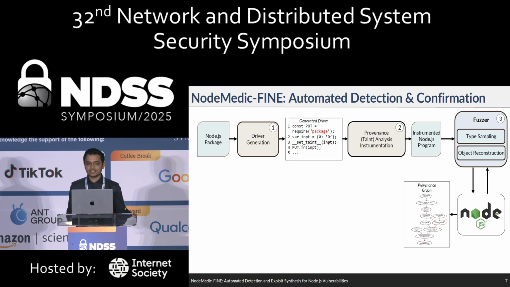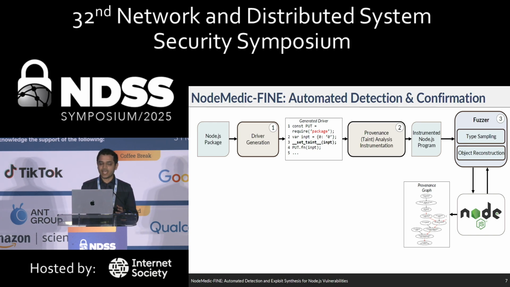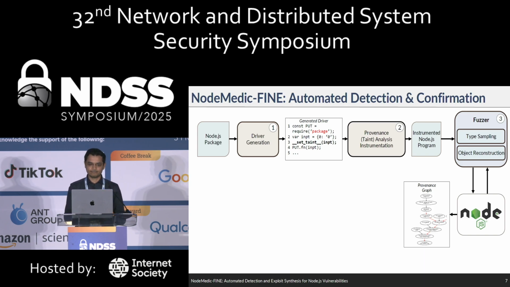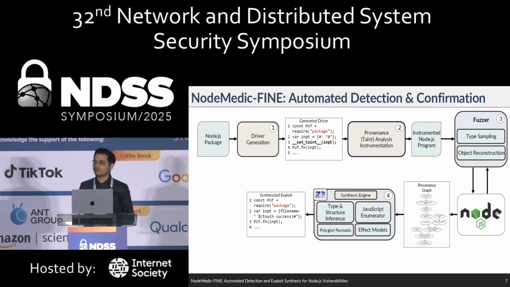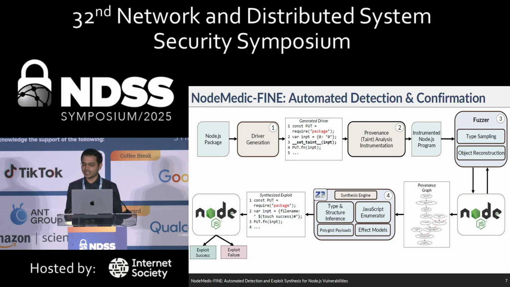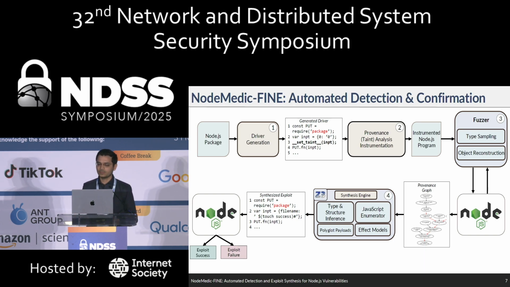At this point, detection of a potential flow is done, and we move to confirmation of the flow. We give this provenance graph to our synthesis engine, which uses a combination of techniques to produce a synthesized proof-of-concept exploit. This exploit is then injected into the driver, which is then used to execute the exploit on the package. We can then concretely see if the exploit was successful, automatically confirming the flow.